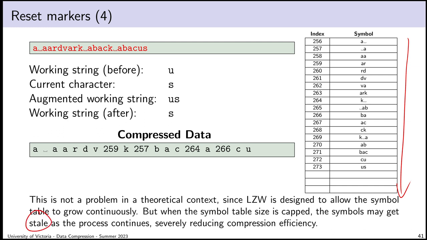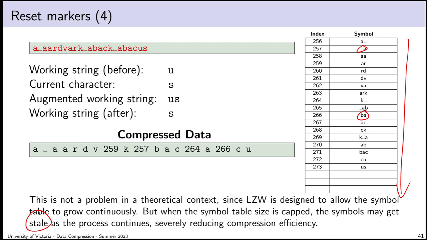As I keep working through my input, the symbols in the table get older and older and I can't add new ones. And that means it's increasingly likely that the symbols aren't going to give me the compression that I want. Some of them might. Other patterns still might appear. BA might still appear in words beginning with X or Y or Z, but space A won't. And so the efficiency of the symbol table goes down over time.